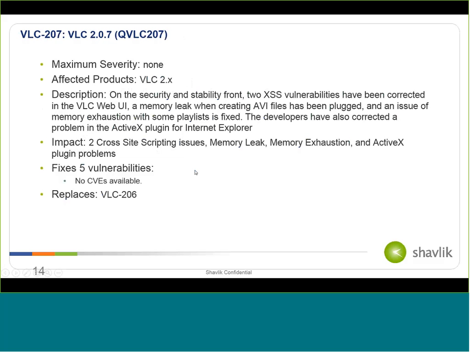VLC Media Player, this is VLC 2.0.7. No severity on this update. It affects any VLC 2X product.